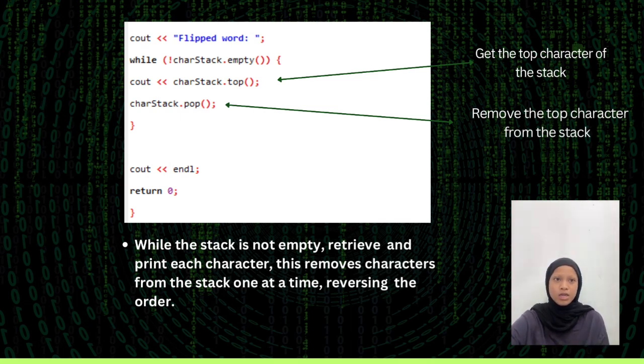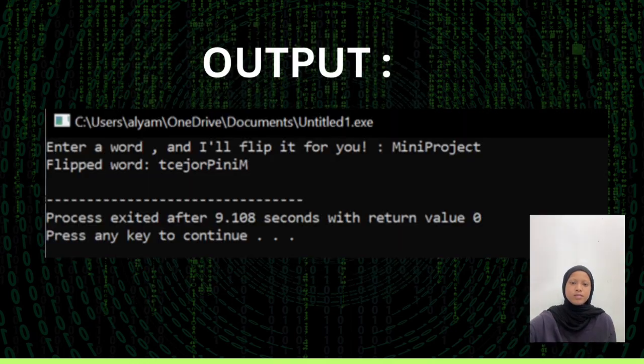So you can see in the coding, I put char stack dot top bracket, which is to get the top character of the stack. And below that, char stack dot pop bracket removes the top character from the stack.